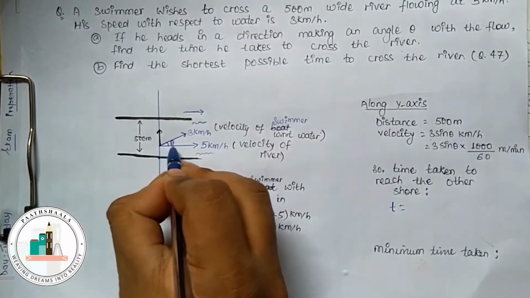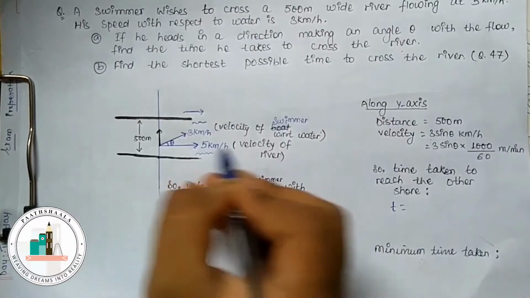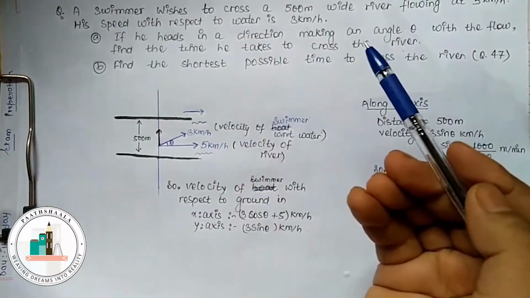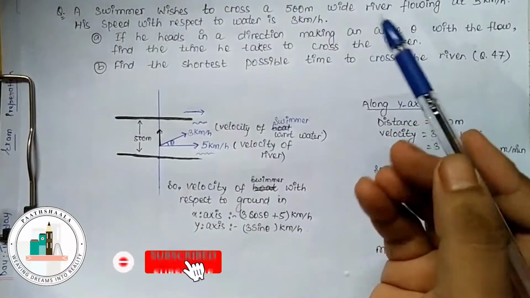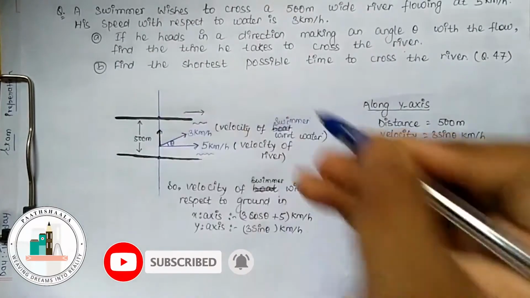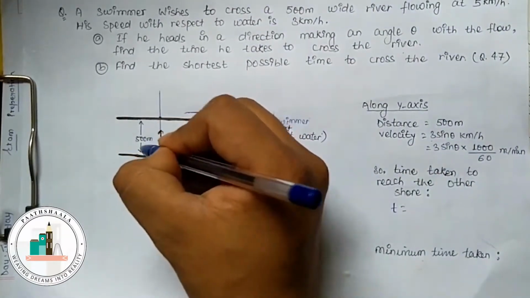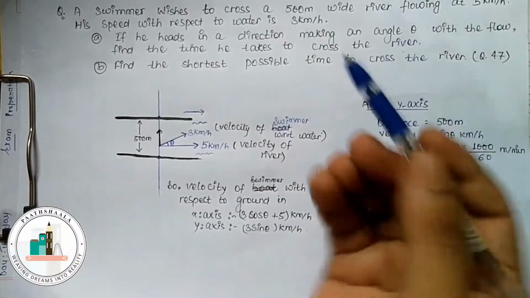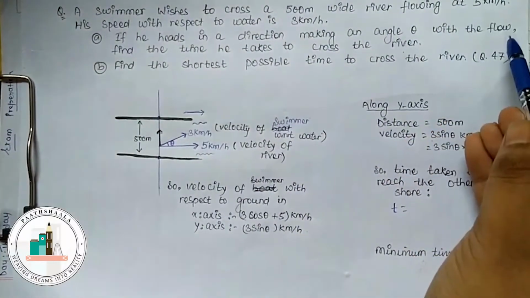So this velocity vector indicates the velocity of the river. Now a swimmer wishes to cross a 500 meter wide river, so he has to start from this point and he has to reach this point. The width of the river is given as 500 meter, and he heads in a direction making an angle theta, so making an angle theta with the flow of the river.